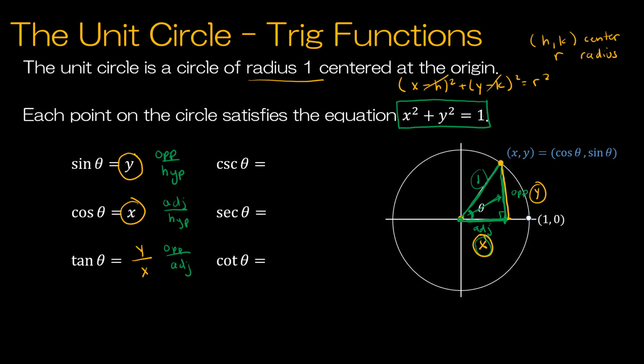Now, the ones on the right are all simply reciprocals. So the reciprocal of sine is cosecant. So this is 1 divided by y. The reciprocal of cosine is secant. So remember, the "co"s don't go together. So 1 divided by x. And then the reciprocal of tangent is cotangent. So instead of y divided by x, it's x divided by y.